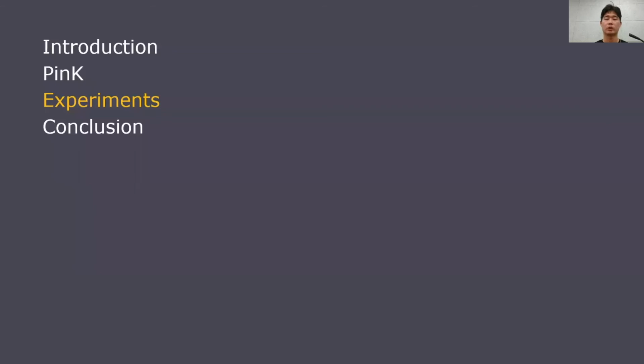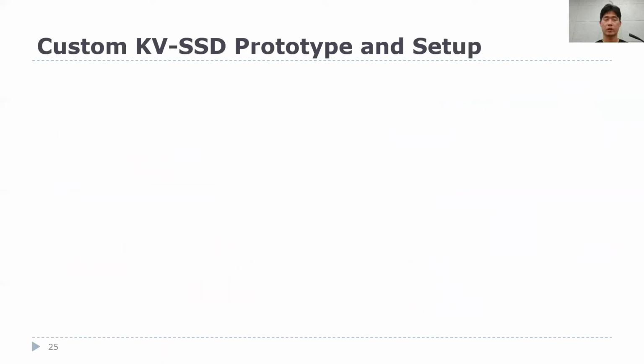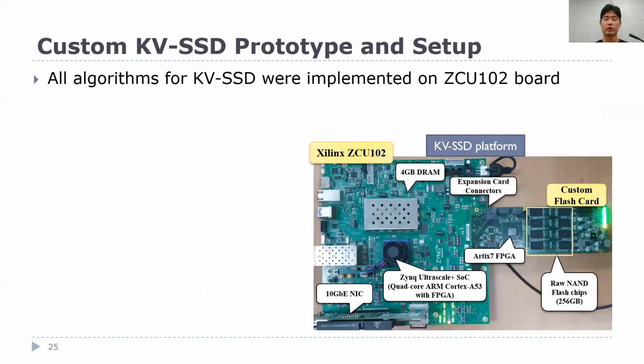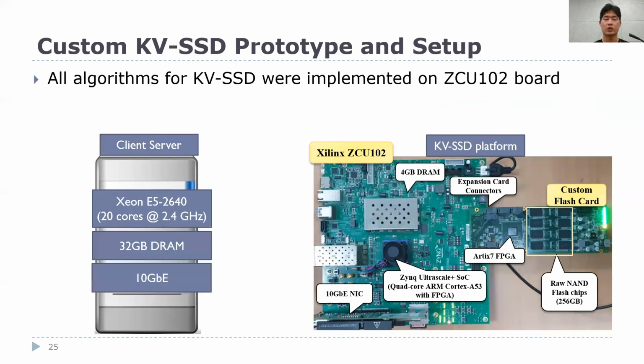Now I will show the performance of PinK. All tested algorithms were implemented on a Xilinx ZCU102 evaluation board. This board has an ARM processor to run the KV-SSD's algorithm and an FPGA to implement hardware modules. We attached a custom flash card with 256 GB of raw NAND chips. The client-server benchmark has these specifications. All the requests are sent to the custom KV-SSD by a 10 Gb Ethernet network.